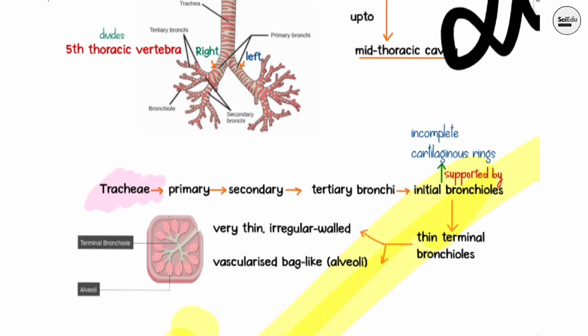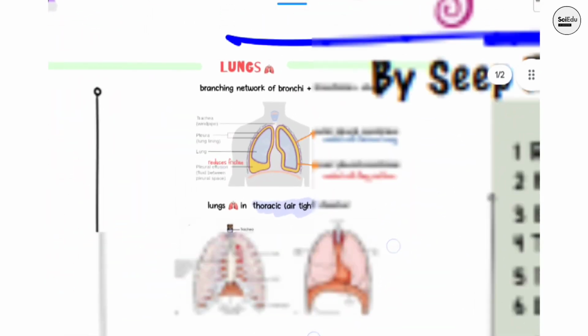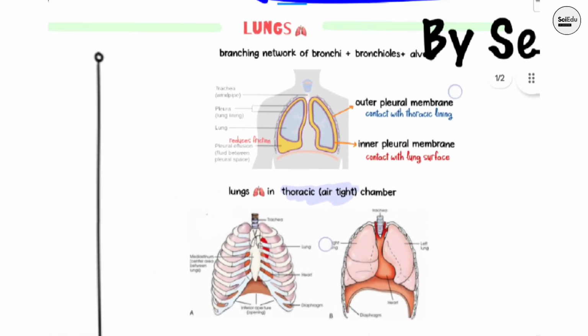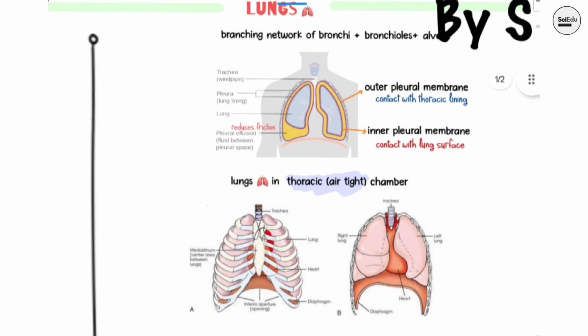Each terminal bronchiole gives rise to a number of very thin, irregular walled and vascularized bag-like structures called alveoli. The branching network of bronchi, bronchioles and alveoli comprise the lungs, figure 14.1. We have two lungs which are covered by a double-layered pleura, with pleural fluid between them. It reduces friction on the lung surface. The outer pleural membrane is in close contact with the thoracic.